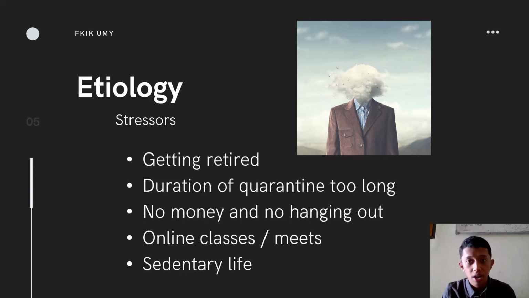If we talk about quarantine in this pandemic, it is an obligation, because it not only reduces the spreading of the virus, but also can stop the spreading of the virus. So I think this quarantine would be more effective if we obey what the government gives to us. And then the third is no money and no hanging out. I think this stressor is related to young people, because they feel bored as they cannot spend their time with their friends.